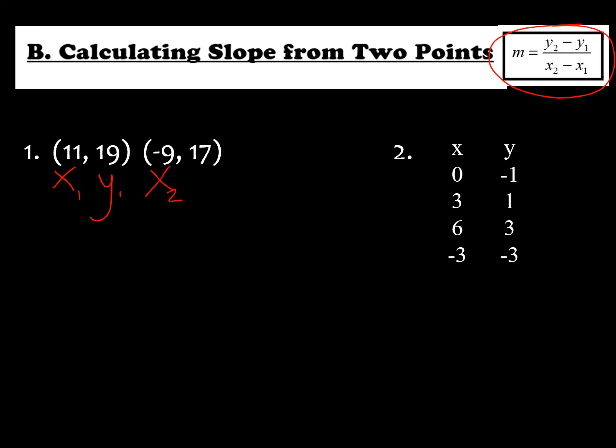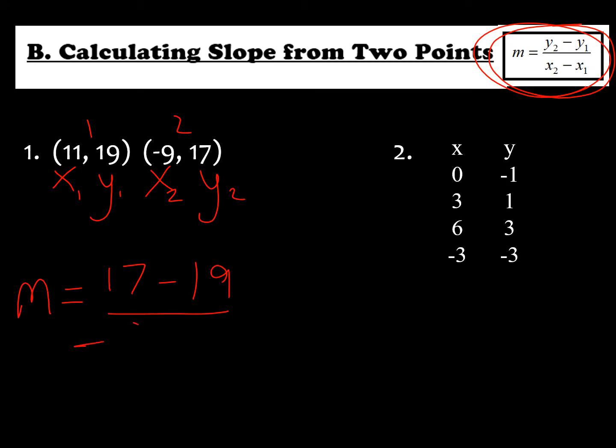This would be x2 and y2. So this is point number 1, this is point number 2. Okay, and then I'm just going to fill in the numbers that I labeled for the correct things into this equation up here. So m equals, my equation says y2. Well, I labeled 17 as that. So 17 minus y1 was 19, all over x2, which I said was negative 9, and then minus x1, so minus 11. And now I'm going to calculate that.